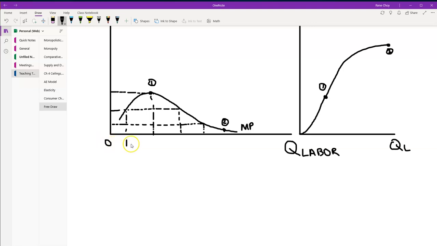All right, again, we're going to oversimplify this. So imagine that I'm hiring 1 worker, 2 workers, 3 workers, or 4 workers. So this is my total product line.